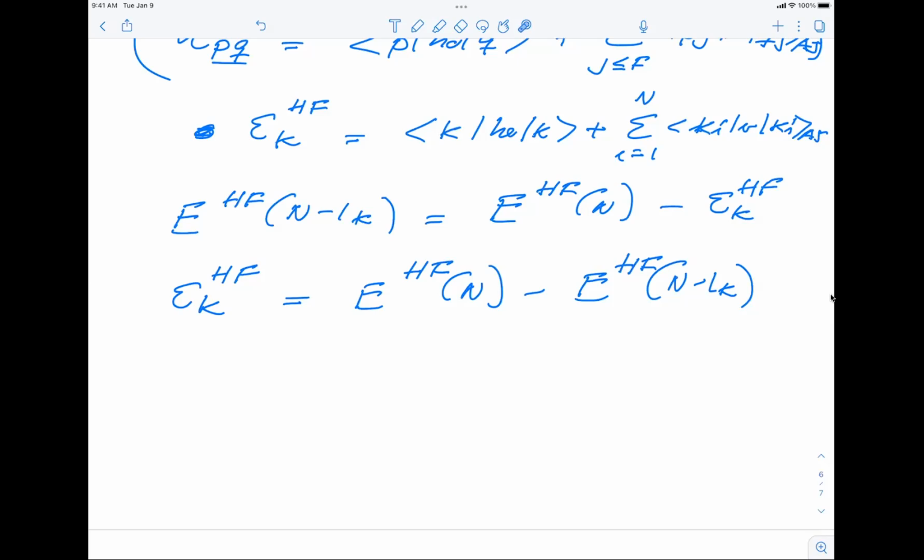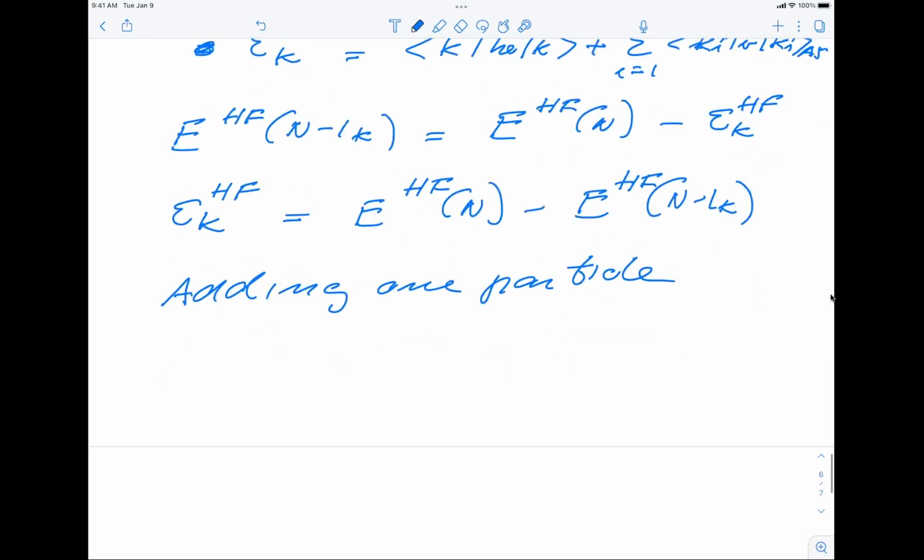So you can repeat the same exercise by adding one particle. I'm just giving the result because it's the same mathematics we're doing. What you will see then is the following: epsilon_A Hartree-Fock is going to be the difference between the Hartree-Fock result with n plus 1 particles in A minus the Hartree-Fock energy of n.